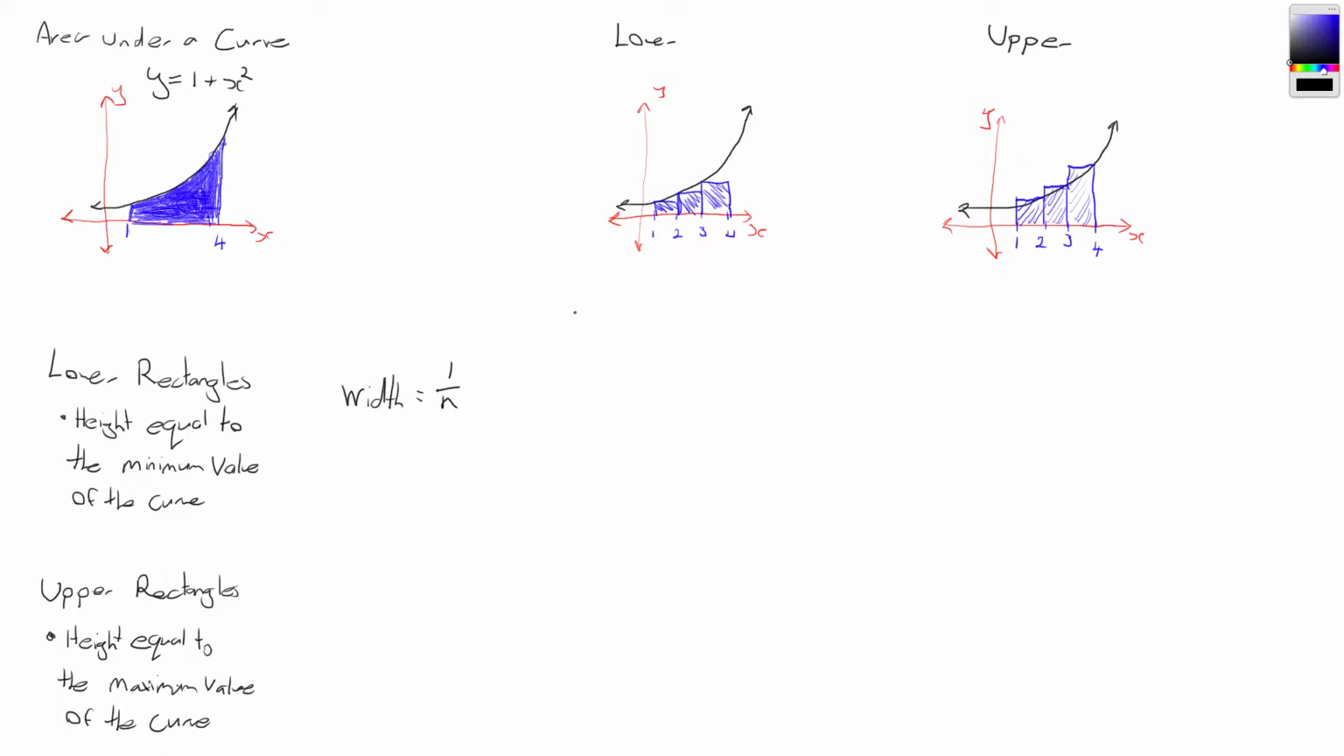So I'm going to call this A with a sub L to indicate it's the lower one. Now I've got these as 1 unit each, and I'll show you a bit later that it will change depending on what we've got here. So I'm going to have 1 times f of 1 plus 1 times f of 2 plus 1 times f of 3.